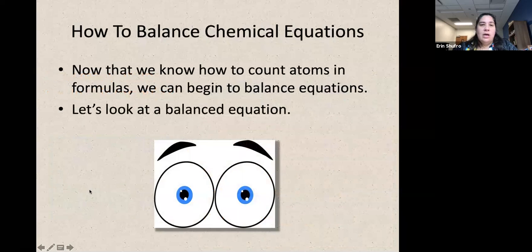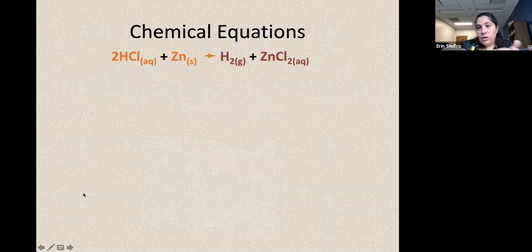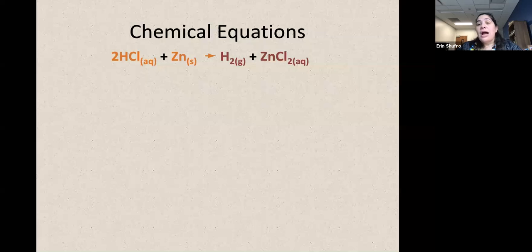Okay. All right, so now that we know how to count the atoms in a formula, we can start balancing chemical equations. So let's take a look at an already balanced chemical equation. This is the same chemical equation we've seen a couple times now. This chemical equation indicates that 2 hydrochloric acids dissolved in water, aqueous, plus 1 solid zinc, gives us 1 hydrogen gas and a zinc chloride.